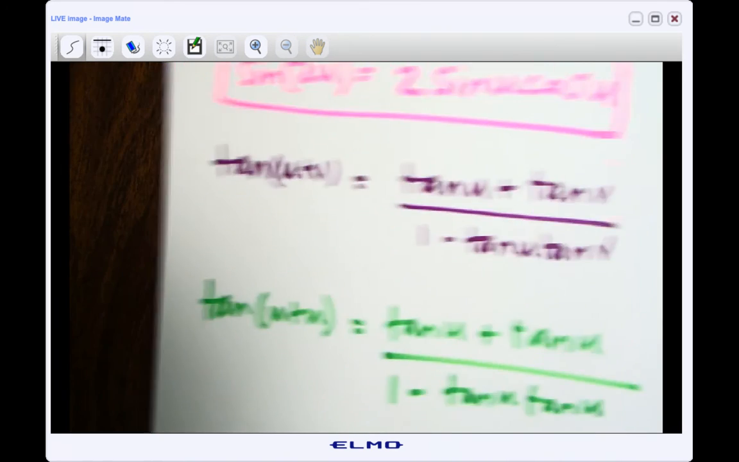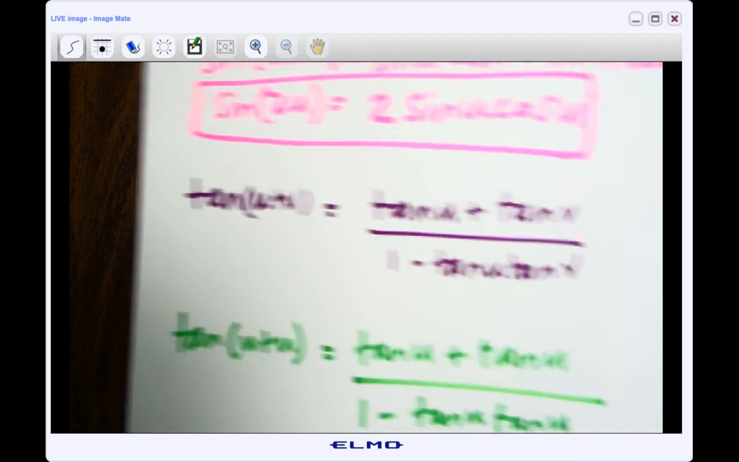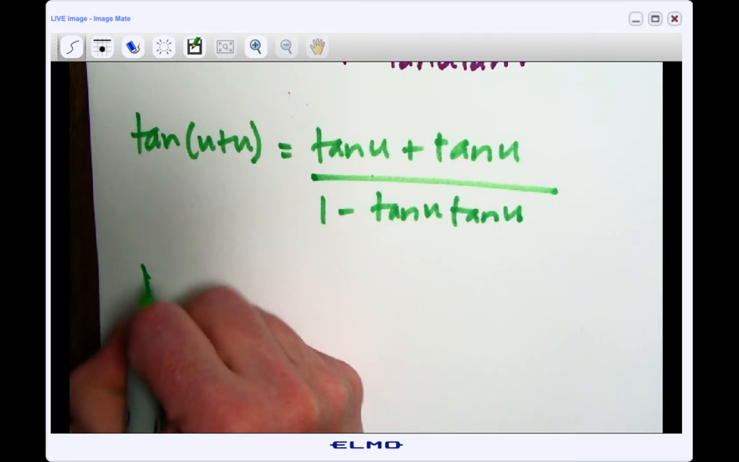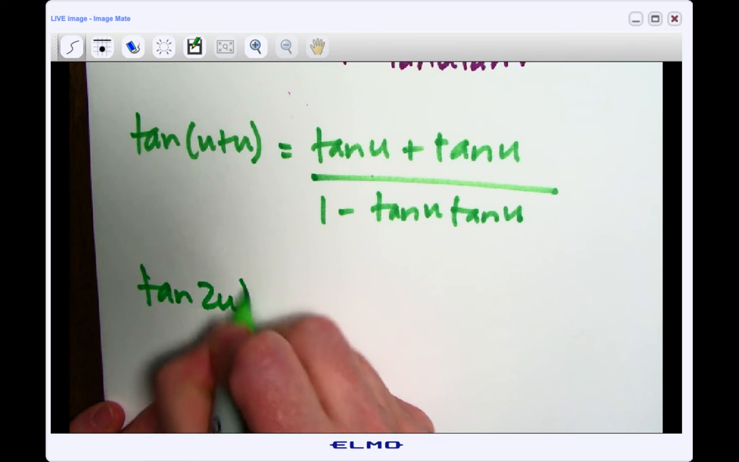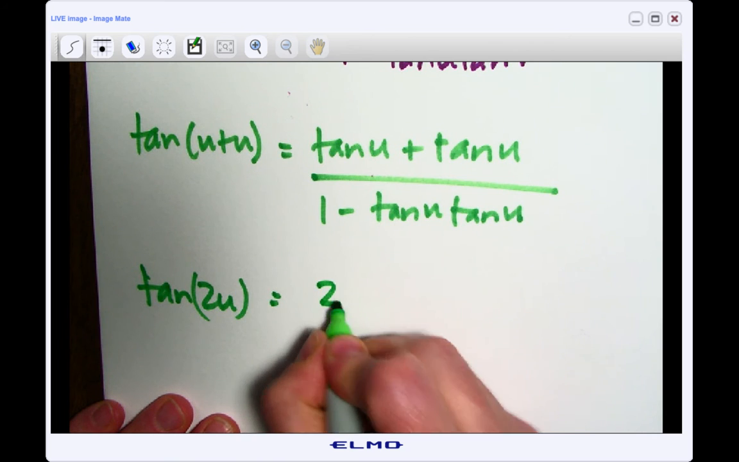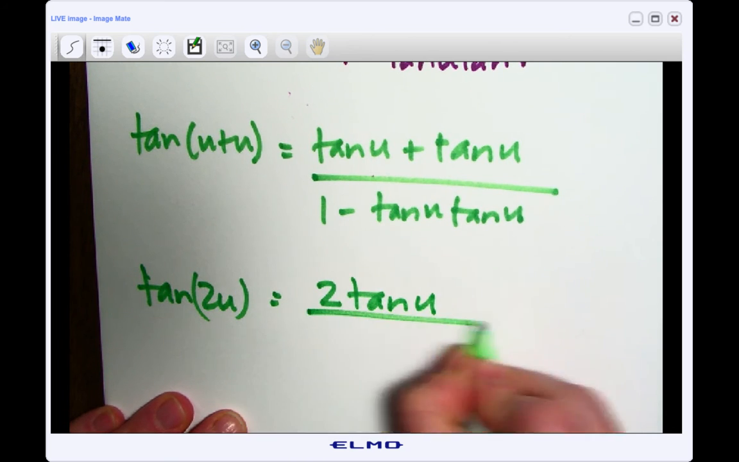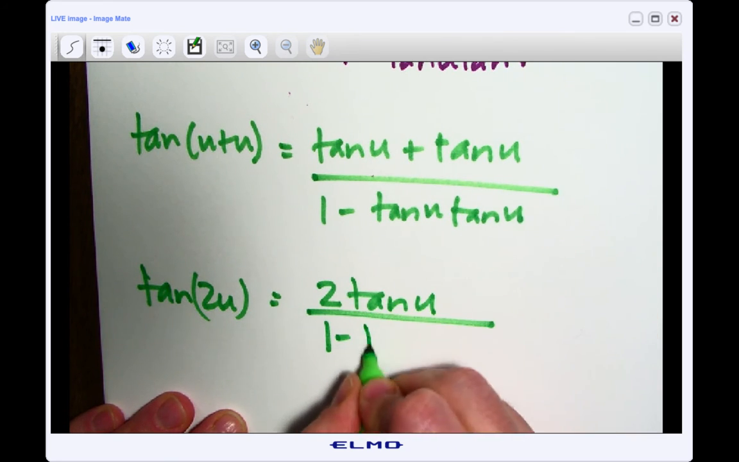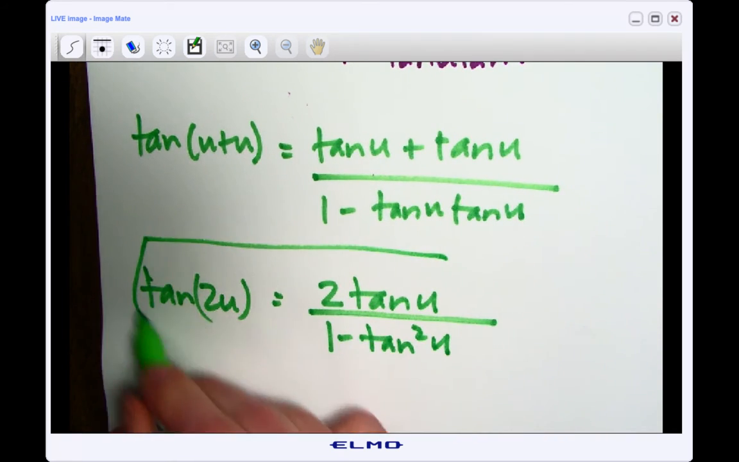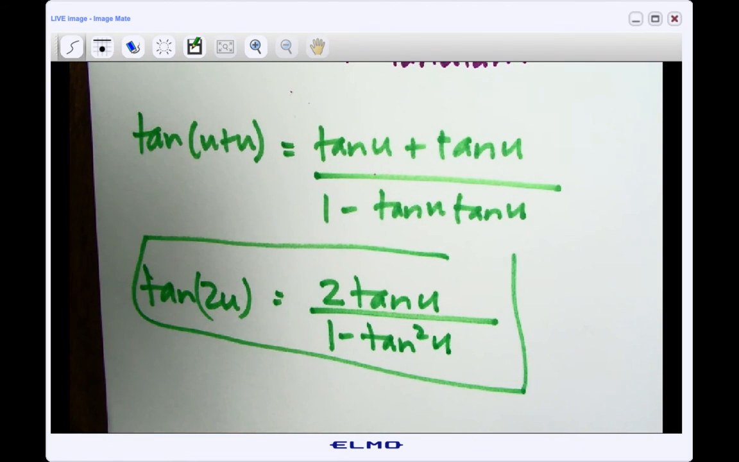When we simplify, we're going to get tan 2u, which is the formula we're trying to write, and it's going to be 2 tan u over 1 minus, this time it's tan squared u, because we're multiplying them together. And there's my double angle for tangent.